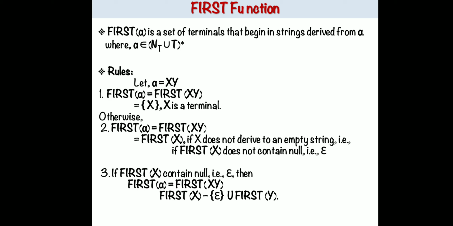Otherwise, if first of X contains null, then what will happen? We have to take first of X by eliminating the null, and then union, meaning merge, it with first of Y. So what we get is that first of XY, if first of X contains null, equals first of X minus null union first of Y.